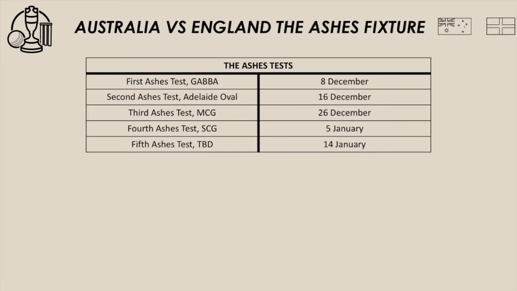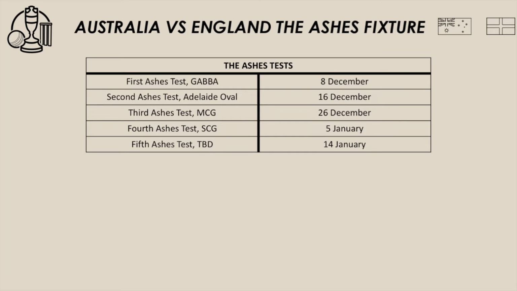Let's have a look at the fixture for this Ashes series. The first test match will be played at the Gabba on the 8th of December. The second test match will be played at the Adelaide Oval on the 16th of December. The third test at the MCG will be played on Boxing Day, the 26th of December. The fourth test will be played at the SCG on the 5th of January.